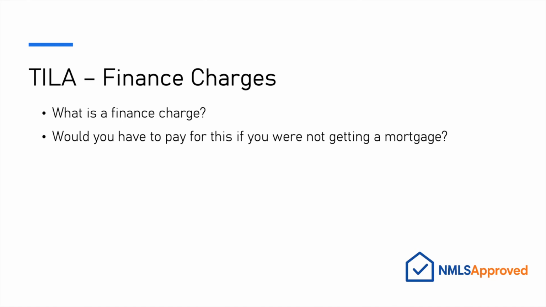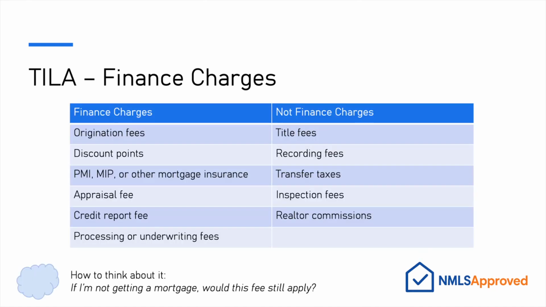That might sound kind of funny at first, but let's go through some examples here. So, finance charges. That could be an origination fee, discount points. Why would those fees be things that you're paying only because you're getting a loan? Well, if you're not getting a loan, there's no origination fee because there's no loan being originated. Discount points reduce the rate of interest on your loan. But if you're paying cash, you don't have a loan. So discount points would be considered a finance charge.